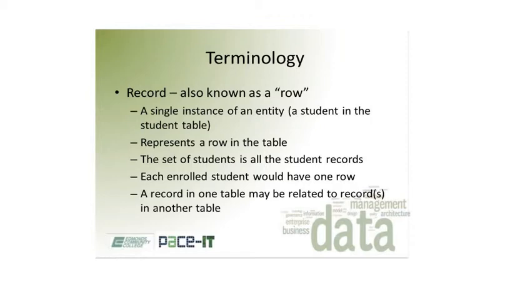A record in one table, however, may be related to records in another table. If we're keeping track of each of the courses that a student takes via a class that's offered, that class would be offered in a particular quarter. The student would enroll in the class, and therefore the student record would be related to all of the enrollment records in the classes they had enrolled in.